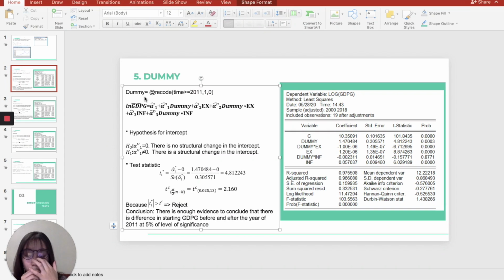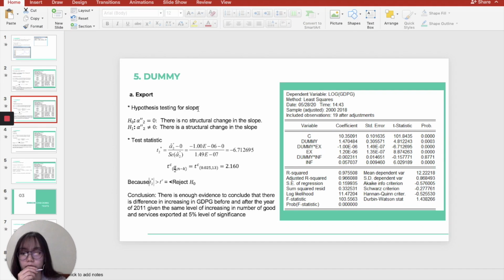And for the slope, first of all, is export. We also see the result here. The absolute T statistic is greater than the critical value, so we can reject H0. And we also have enough evidence to conclude that there is a difference in the increase in GDPG before and after the year 2011, given the same level of increase in the amount of goods and services exported, at the 5% level of significance.